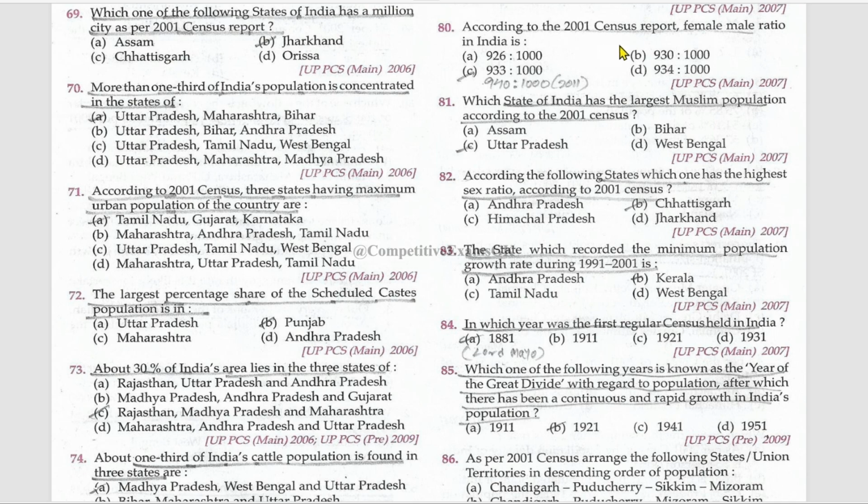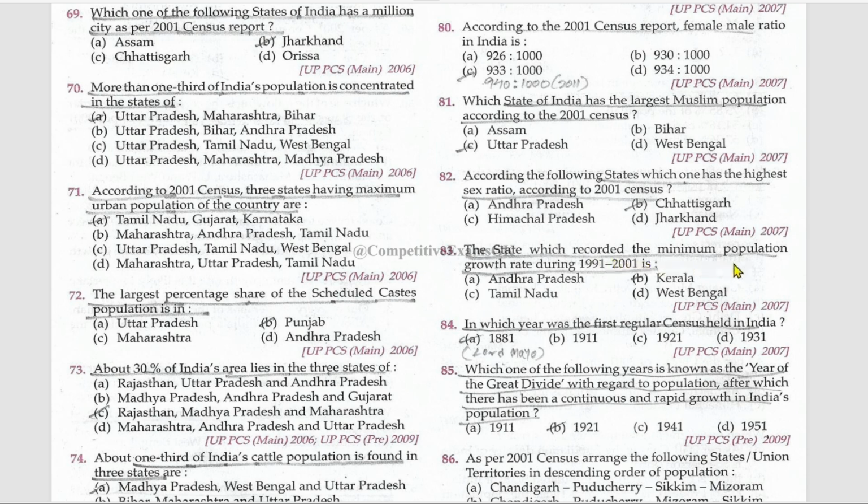According to the 2001 census report, the female-male ratio in India is 933 out of 1000, but as per 2011, it is 940 females out of 1000 males. Which state of India has the largest Muslim population according to the 2001 census? That is Uttar Pradesh. According to 2011 also, Uttar Pradesh has the highest Muslim population. Among the following states, which one has the highest sex ratio according to the 2001 census? That is Chhattisgarh. Again, in 2011, which has the highest sex ratio? Mention that in the comments.